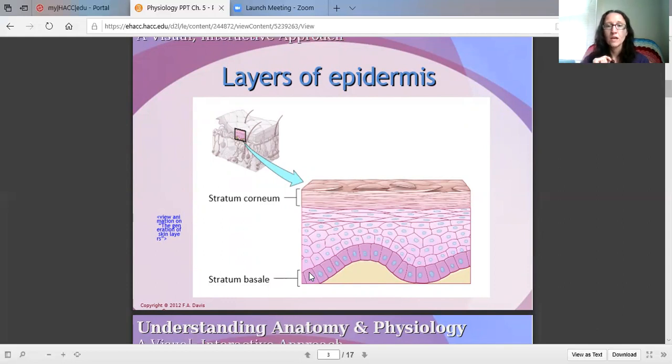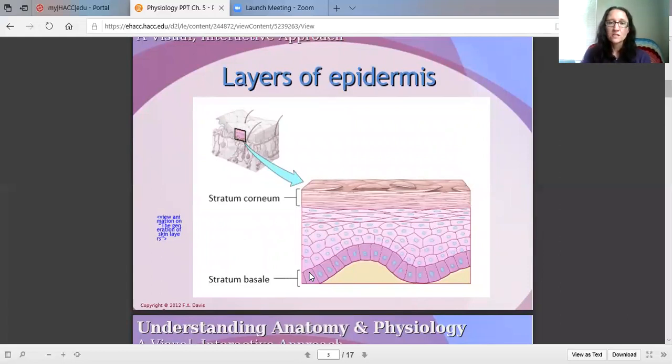Lucidum. The stratum lucidum means clear layer. If you know the word lucid, lucid means clear. So the stratum lucidum is a clear layer. And it's clear because it's basically fluid. So you find the stratum lucidum in areas with a lot of rubbing, like the soles of the feet.